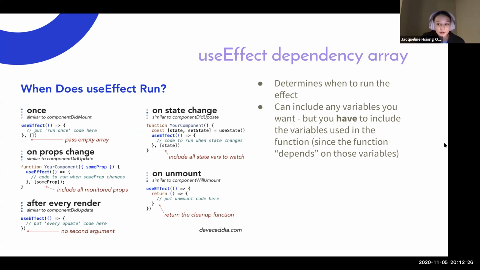And then one other thing to note about the dependency array is that you can include any proper state variable that you want, but you have to include props or state variables that you use in the function you pass into useEffect, because it's called a dependency array, and that function depends on those specific variables. And you can kind of get into trouble if you don't include those in your dependency array.